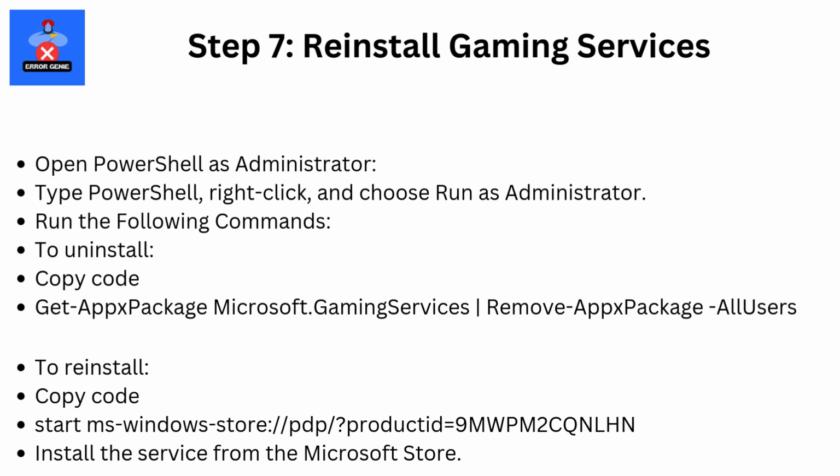Step 7. Reinstall Gaming Services. Open PowerShell as administrator. Type PowerShell, right-click, and choose Run as administrator. Run the following commands. To uninstall, copy code: Get-AppxPackage Microsoft.GamingServices, Remove-AppxPackage -AllUsers. To reinstall, copy code: start ms-windows-store://pdp/?productid=9MWPM2CQNLHN. Install the service from the Microsoft Store.